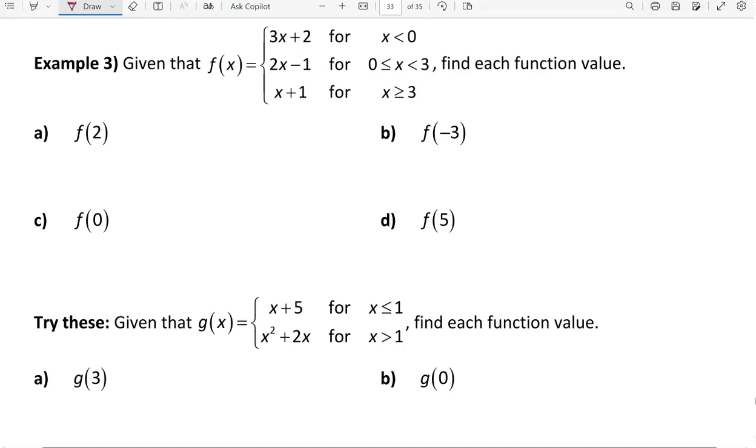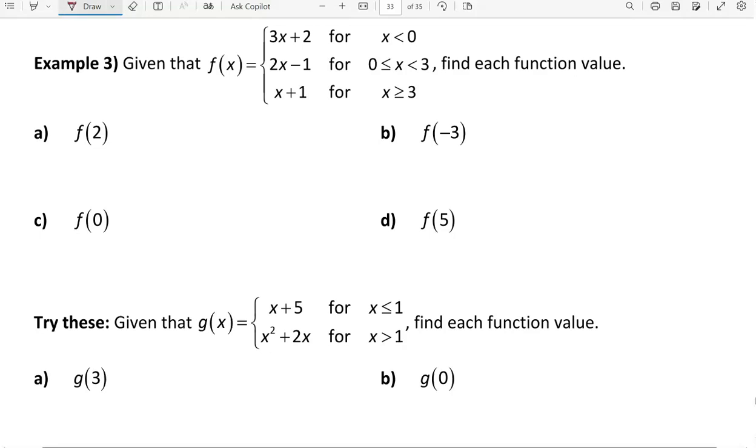And here is another function that is defined piecewise. F of x is 3x plus 2 for x that is less than 0. F of x is 2x minus 1 for x between 0 and 3, inclusive at 0, not inclusive at 3. And f of x equals x plus 1 when x is greater than or equal to 3. So we're just going to keep in mind where our x value is, and the piecewise function will tell us what to do with that x value.